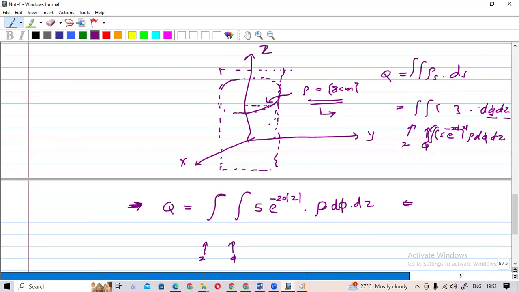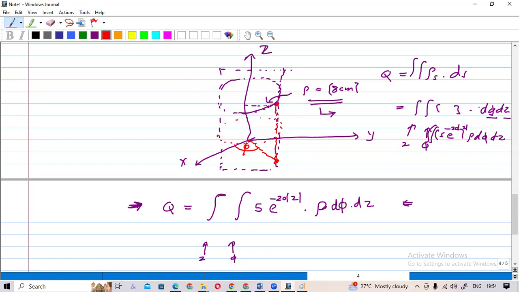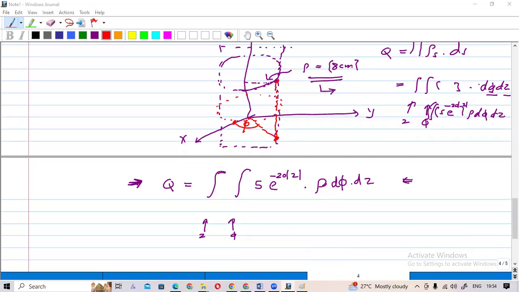What is phi? If you consider any point, that phi is the orientation or the angle with respect to the x-axis. For the whole surface, what is the limit of this phi? Phi is starting from here. Yes, very good. That is from 0 to 2 pi.